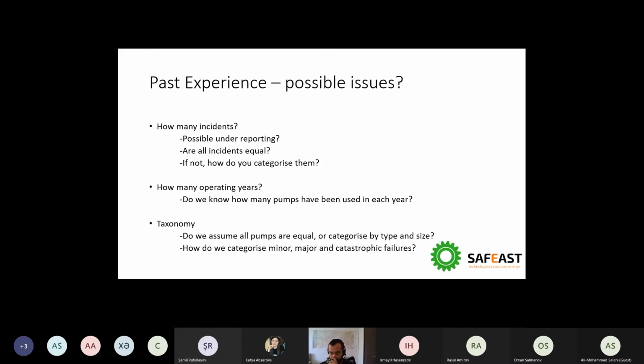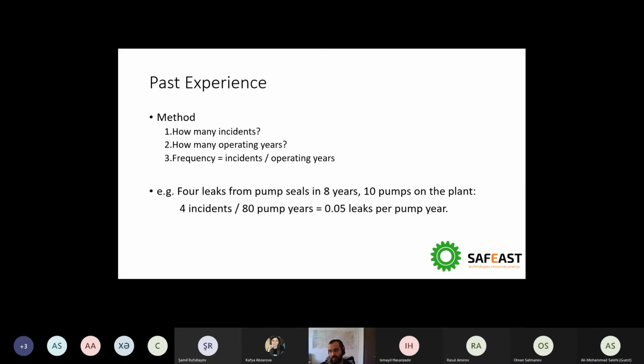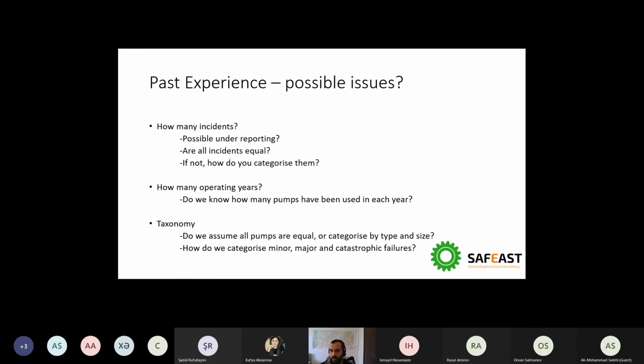So with past experience, in this specific example, we have got 4 incidents out of 8 years of operation for 10 pumps. But it's in terms of number of incidents, so it's about whatever you see in the reports. So maybe there is possible underreporting. Someone has seen some event and didn't consider it important and didn't report it.